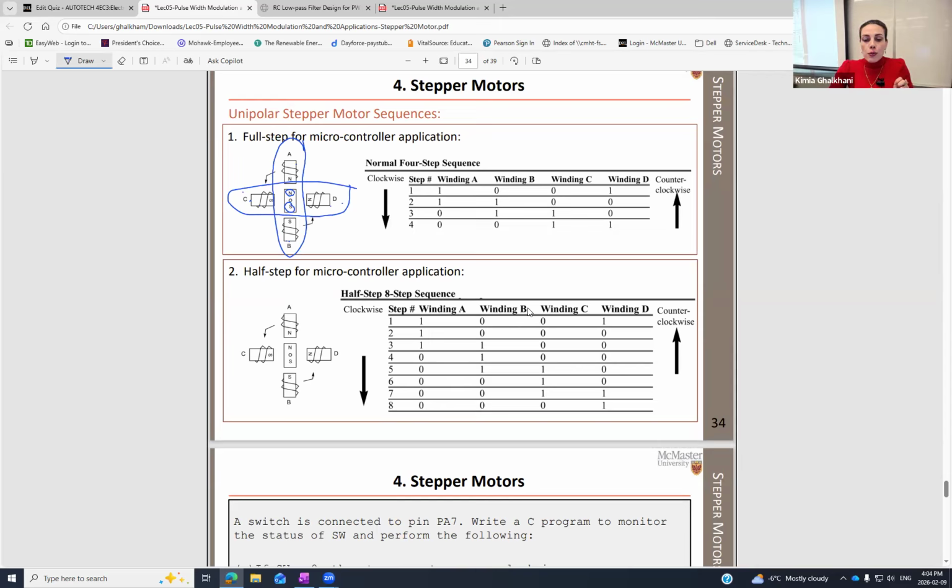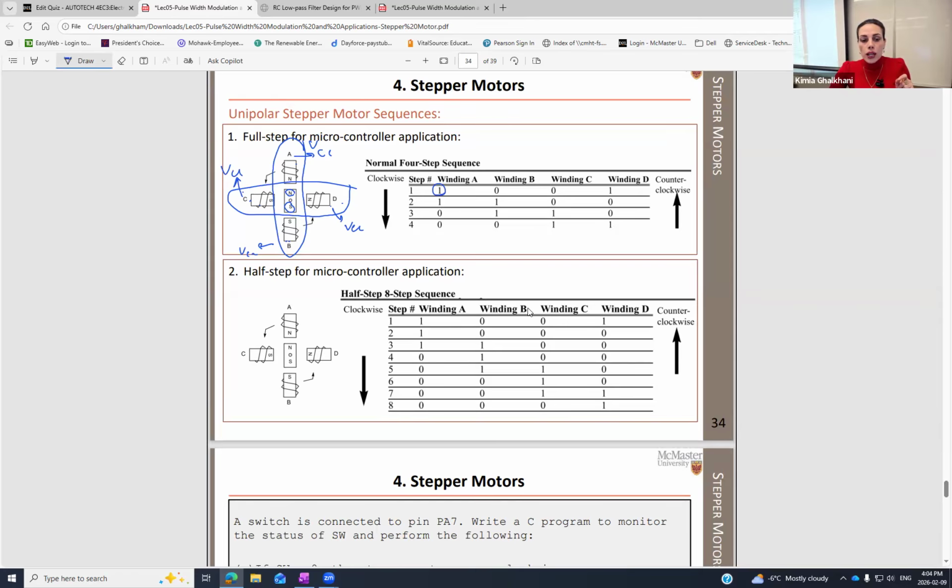Now, in step 1, winding A is energized, meaning VCC is here. In step 2, VCC is in here. In step 3, VCC is here. And in step 4, VCC is here. Therefore, each time one of them is on, the other is on the opposite phase.